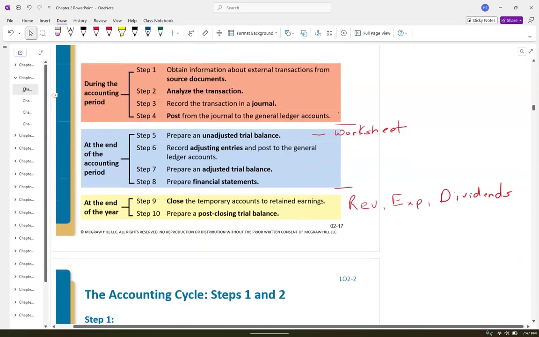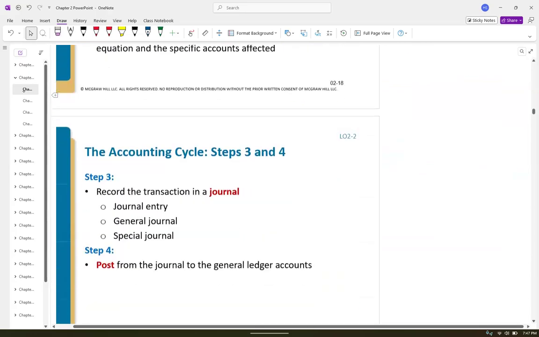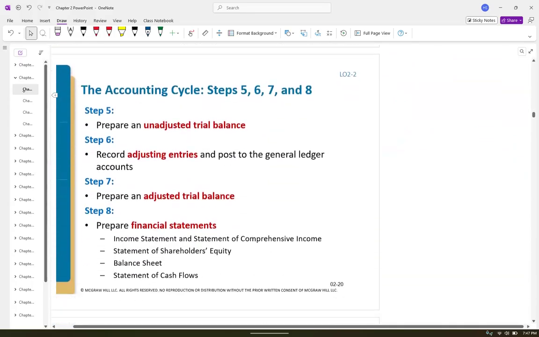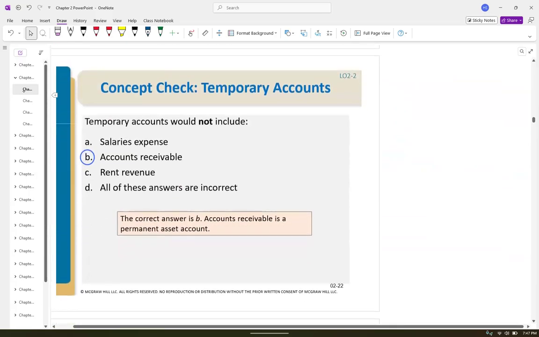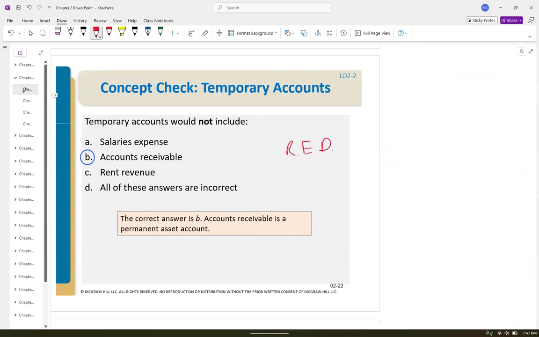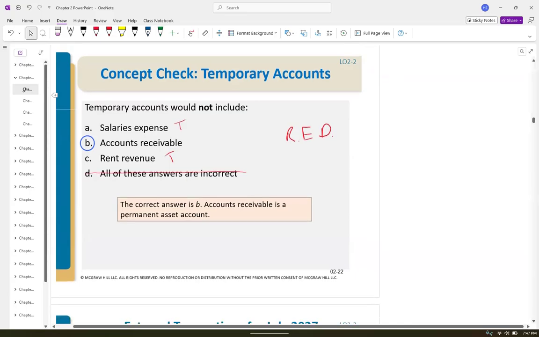All right. So I'm going to go past these because we've kind of already talked about them, so I'm not going to spend any more time on that. Here's a really good concept check really quick. Temporary accounts would not include, as I just told you, revenues, expenses, and dividends are the temporary accounts. That's a temporary account. That's a temporary account. All of the above is not it, because those two are temporary. Accounts receivable is the only one in that list that is a permanent account.